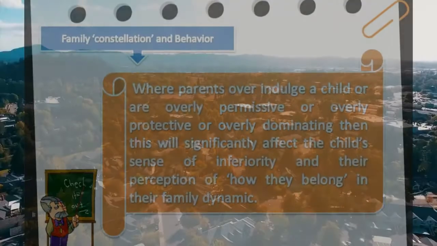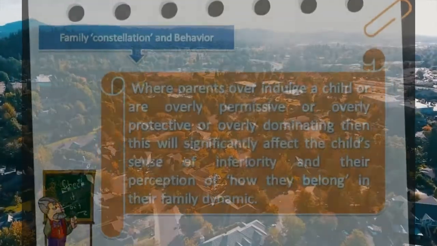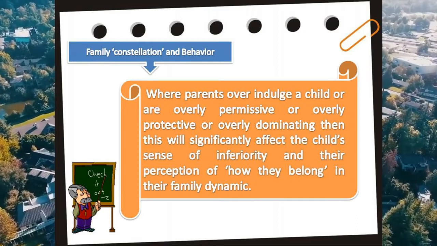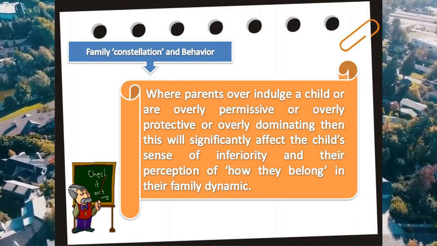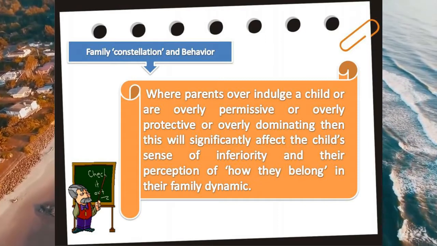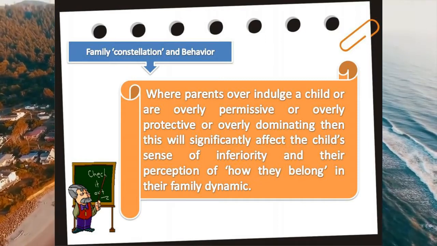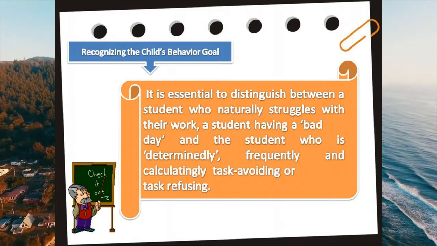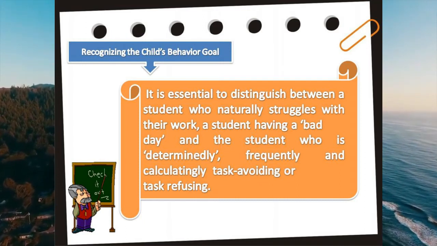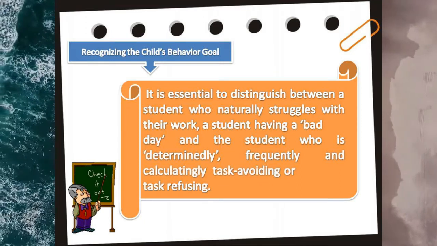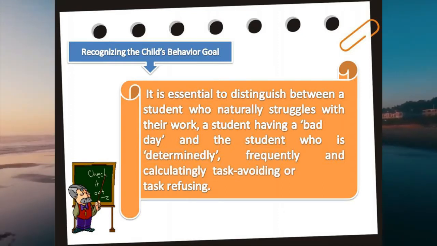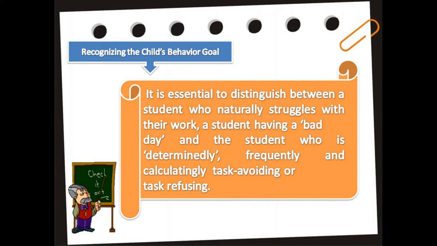Next, family constellation and behavior. Where parents overindulge a child or are overly permissive or overly protective or overly dominating, then this will significantly affect the child's sense of inferiority and their perception of how they belong in their family dynamic. Fourth, recognizing the child's behavior. It is essential to distinguish between a student who naturally struggles with their work, a student having a bad day, and a student who is determinedly, frequently, and calculatingly task-avoiding or task-refusing.